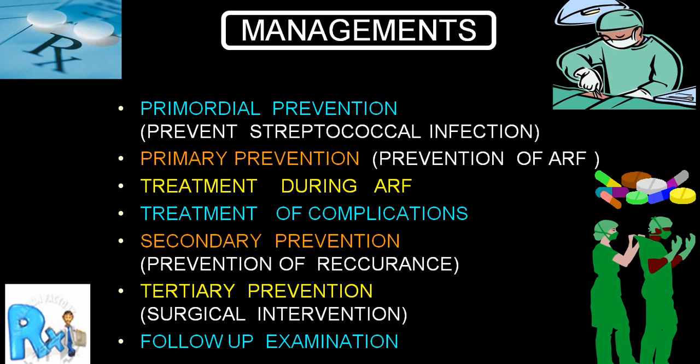Post-streptococcal reactive arthritis, PSRA. Once you confirm the diagnosis of rheumatic fever, there is what is called primordial prevention, that you prevent a streptococcal infection so that you can prevent occurrence of rheumatic fever. Primary prevention is prevention of acute rheumatic fever by taking certain prophylaxis. Once a person is diagnosed with rheumatic fever, that is called during rheumatic fever, and then treatment of complications. In secondary prevention, you can prevent recurrence.